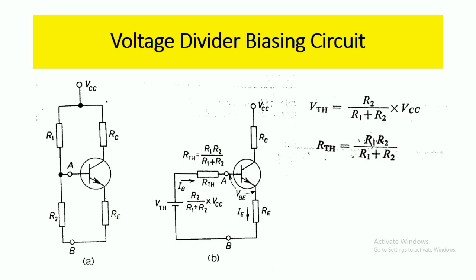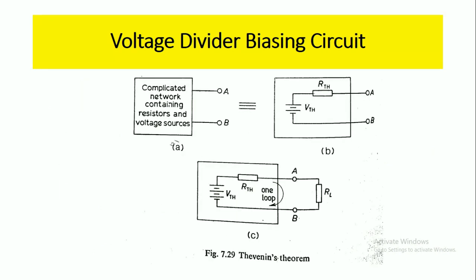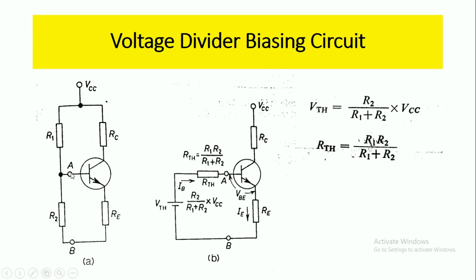The voltage divider biasing circuit is shown in the figure. Let us Thevenize the circuit on the left of the terminals A and B. Here we have terminals A and B, this is the left, and here we have the right. So let us Thevenize the circuit on the left of the terminals A and B. The result will be VThevenin equal to R2 by R1 plus R2 into VCC.